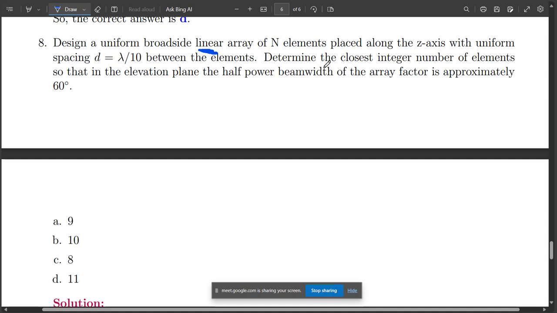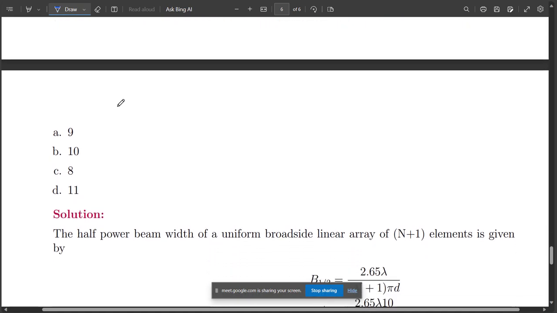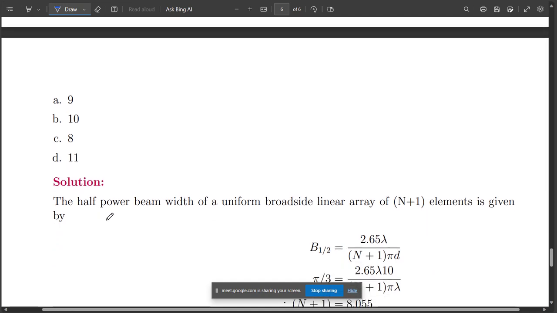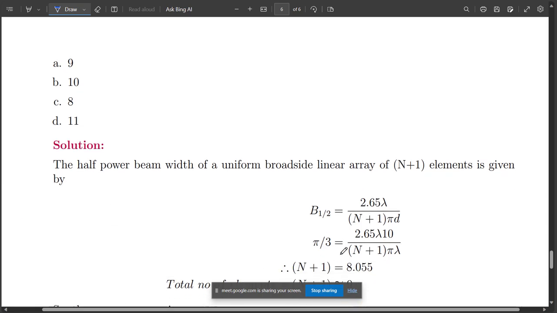Okay, so here a broadside linear array of n elements is placed along z-axis with uniform spacing d equal to lambda by 10 between the elements. Now it's asked to determine the closest integer number of elements so that in the elevation plane, the half power beamwidth of the array factor is approximately 60 degrees. So again, half power beamwidth of a uniform broadside linear array of n plus 1 elements is given by 2.65 lambda upon n plus 1 pi d.